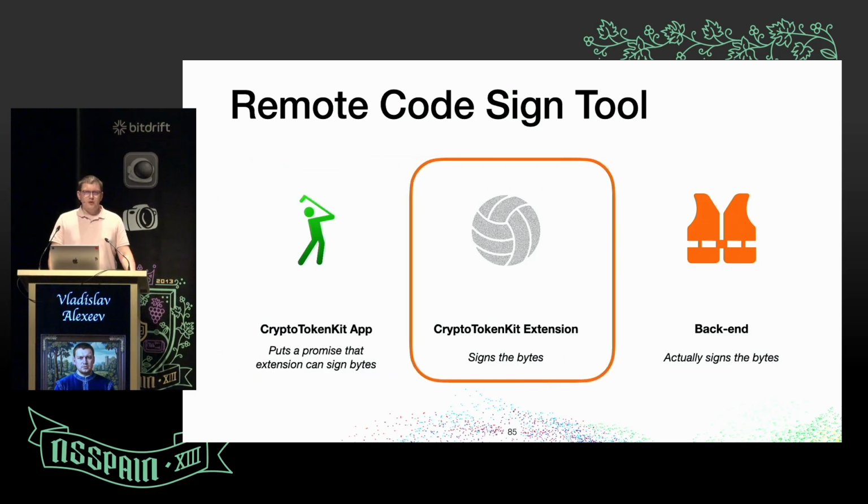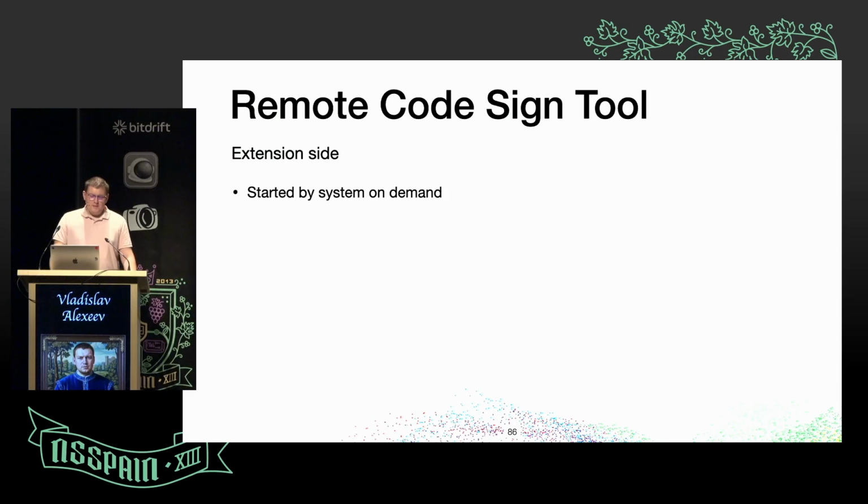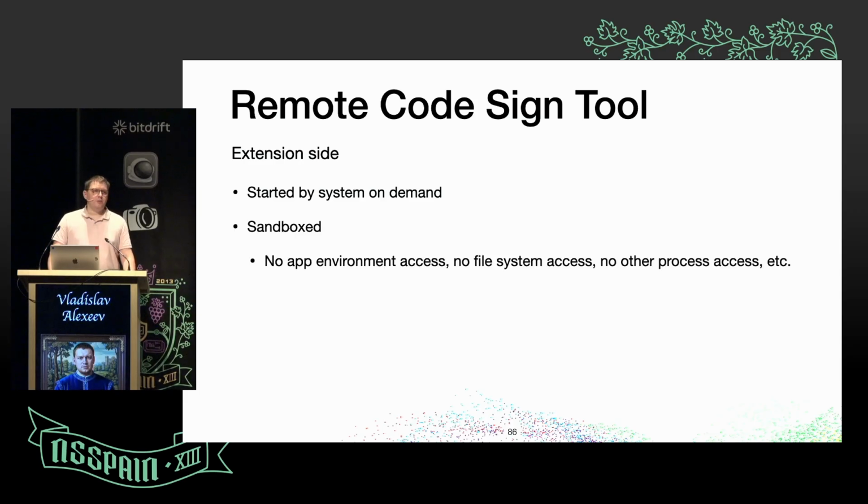Let's move to the extension, where the interesting part happens. As I said, the extension is started by the system automatically whenever code needs to be signed. You can't interfere in this process at all. It's heavily sandboxed. It means the extension doesn't have any access to the file system, doesn't have any access to the application environment, and cannot even query the other system processes that are currently running. But it can have access to the network, obviously.